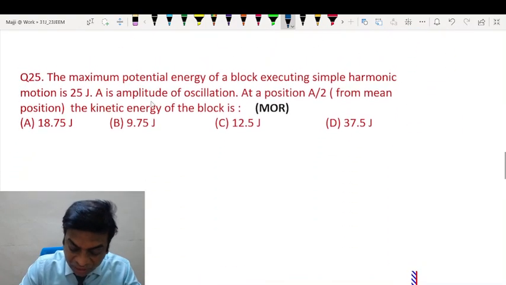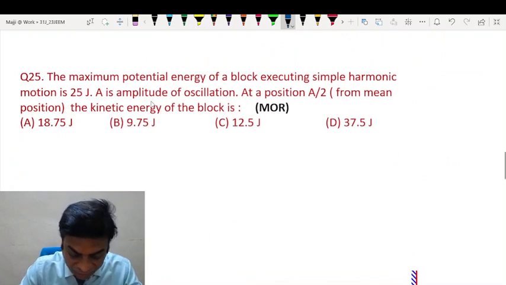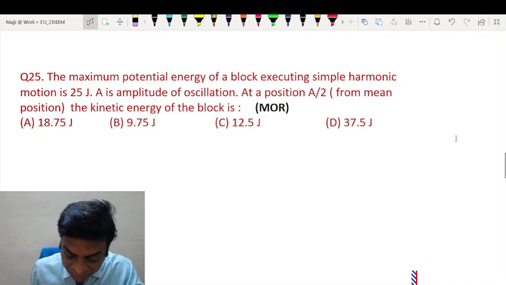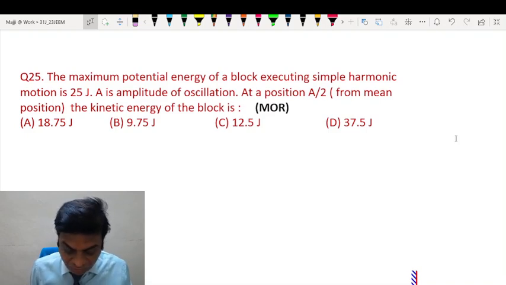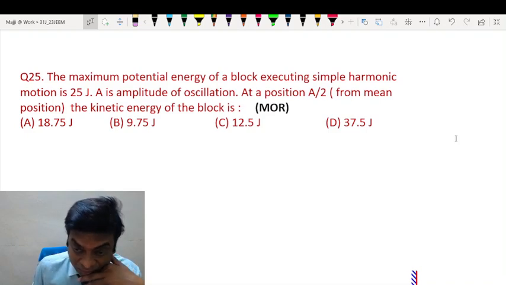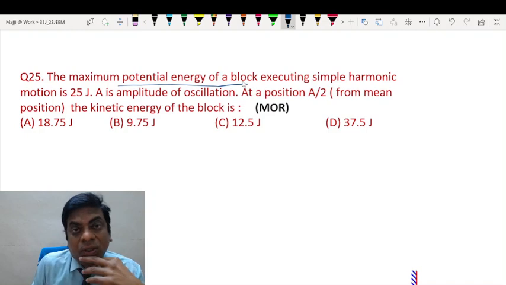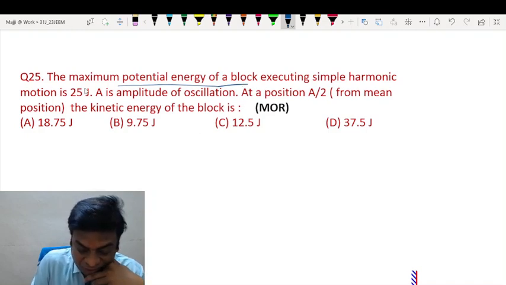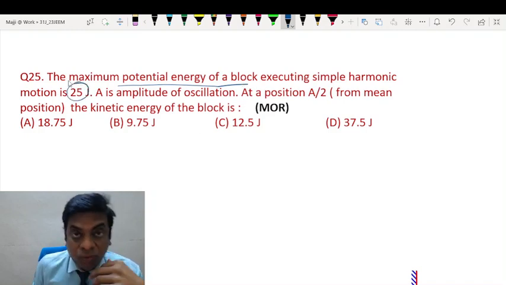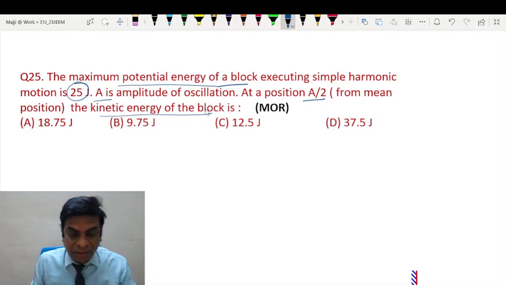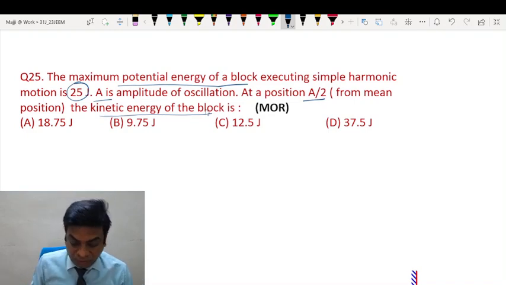The maximum potential energy of a block executing SHM is 25 joule. A is the amplitude of oscillation. At a position A/2 from the mean position, find the kinetic energy of the block. Now maximum potential energy is also equal to the total energy of the system. So total energy is given as 25 joule. Also amplitude is A, and at position A/2 we have to find the kinetic energy.